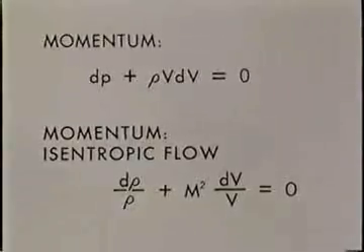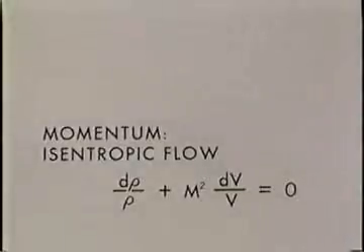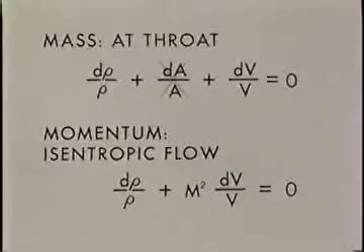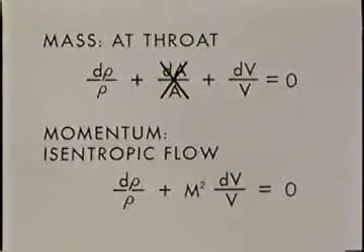M is the Mach number, the ratio of the velocity of the fluid to the local speed of sound. For nearly parallel flow, we can also relate changes in density and velocity to changes in channel area by the one-dimensional continuity equation in differential form. Now let's consider flow at the throat, where the area is locally constant. We have two algebraic equations for dρ and dV.